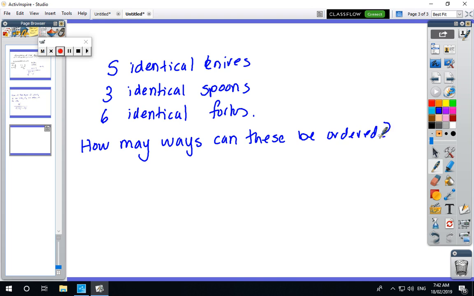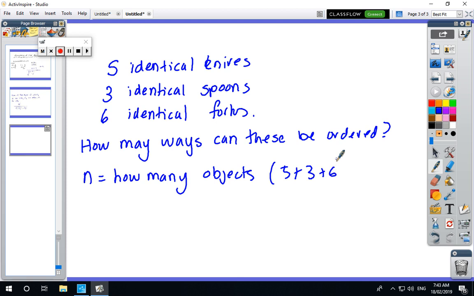So what I want you to do is to pause the video and try to work it out. Welcome back. I hope your first step was to find out what n is, so how many objects. It's really easy to work out. We add them all together. So we have knives, spoons and forks, so we get 5 plus 3 plus 6 to give us the answer of 14.